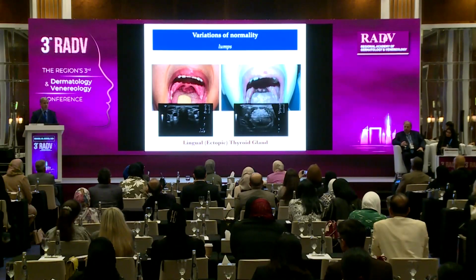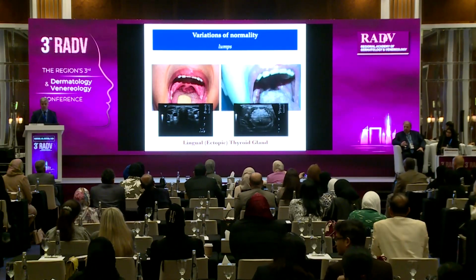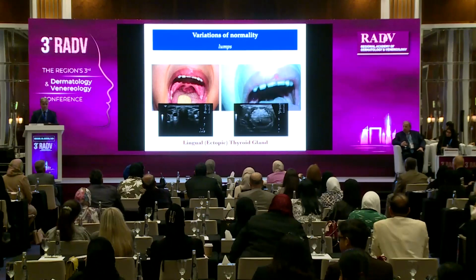So first, we'll be talking about the variations of normality and the reactive lesions. Those are common. They can be mistaken for a pathological change. So we have the Fordyce granules, which represent ectopic sebaceous glands. We have the leukoedema and the racial pigmentation. Sometimes lumps can also be a variation of normality.